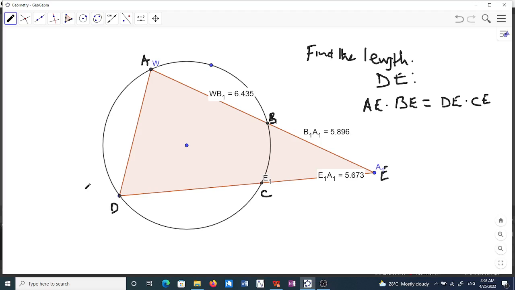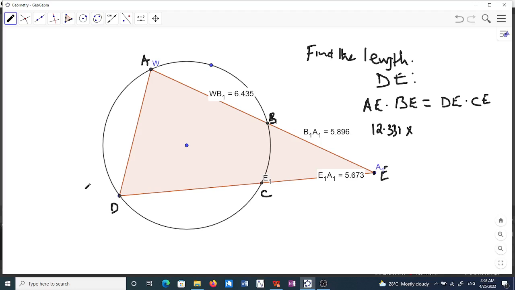Now what is AE? AE here, you see, you have been given AB and you have been given BE. So AE is AB plus BE. So you must add these two together for you to get AE first. You know, you have to get AE. Which, when you add, you get 12.331. So AE is 12.331 times, what is BE?